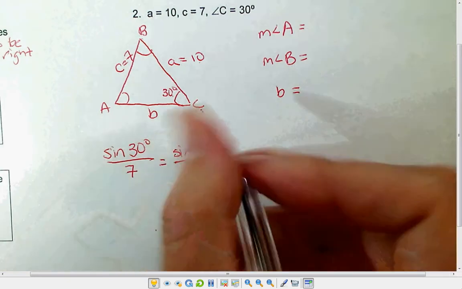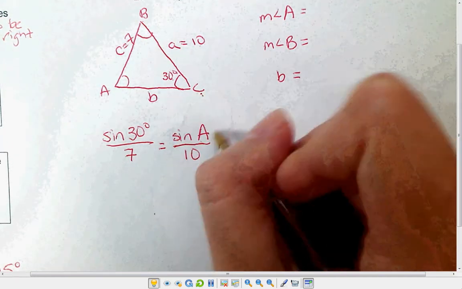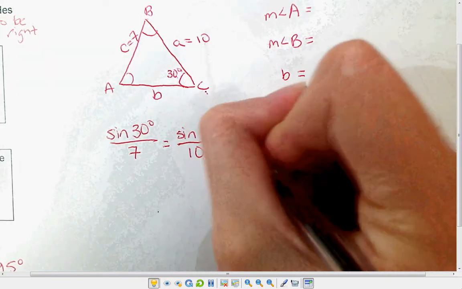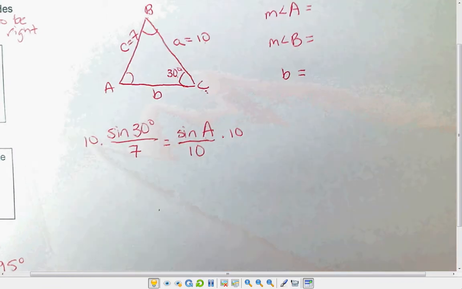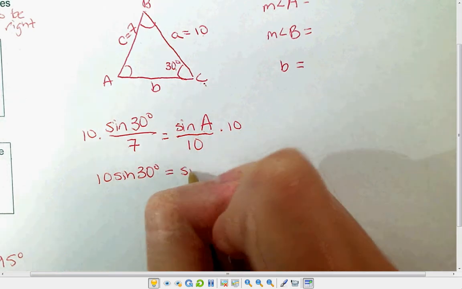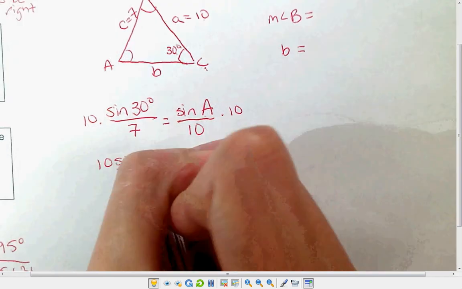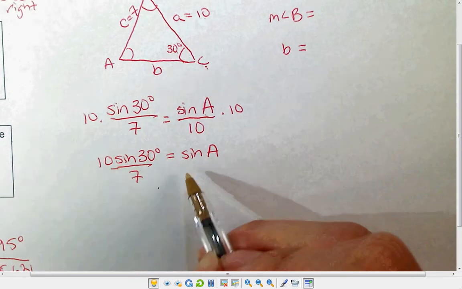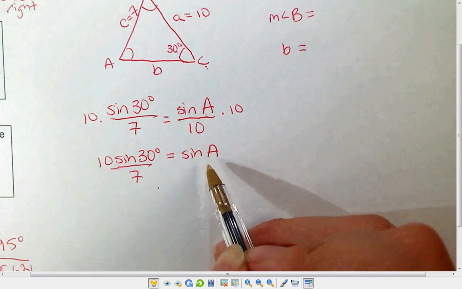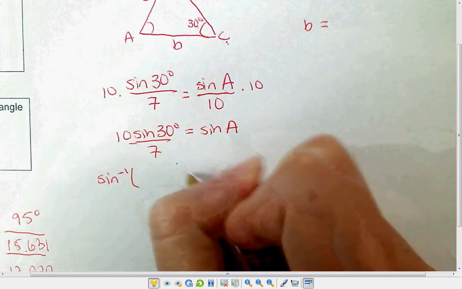Again, we're going to cross multiply, so we have, well, in this case we don't even need to cross multiply because we're trying to get sine A by itself. So we can just multiply both sides by 10. And this gives us 10 sine of 30 degrees over 7 equals sine A. Just like before, we want to solve for the angle. So whenever you're trying to solve for the angle, you have to use the inverse of sine. So we're going to be taking the inverse sine of this entire thing.